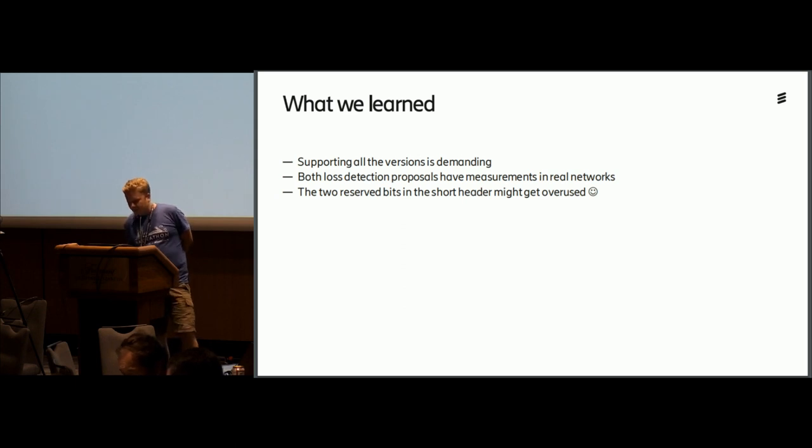What we learned was that supporting all QUIC versions is quite demanding, especially when we have a protocol that's evolving and a lot of experimental proposals, to have a nice structure for handling all of these different cases. We see that both these loss detection proposals have measurements in real networks, and we hope to facilitate more measurements. But the problem is that we only have two reserved bits, and two reserved bits for two proposals is not that much.